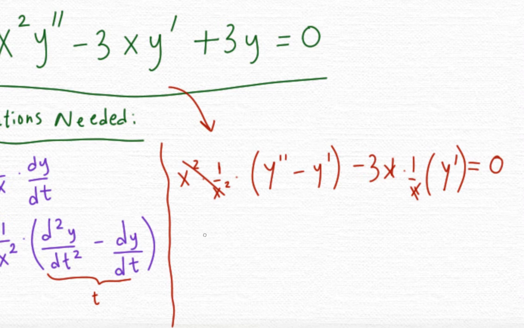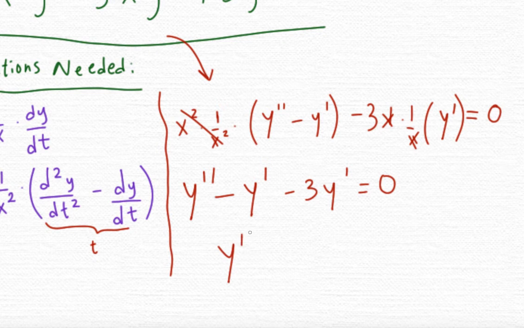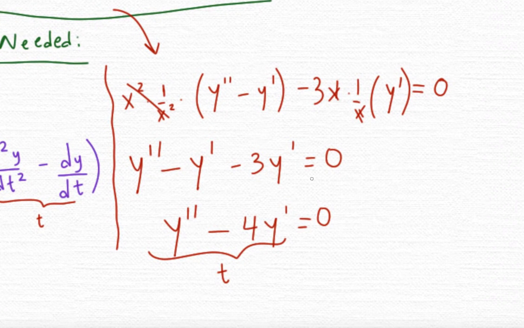The final differential equation, after it's been converted into the t domain, is going to look like y double prime minus y prime minus 3 times y prime equals 0. We can combine like terms right here, and then we're left with y double prime minus 4y prime equals 0. Also, I'm keeping note that it's in the time domain, and at the end we're going to have to convert back into x.